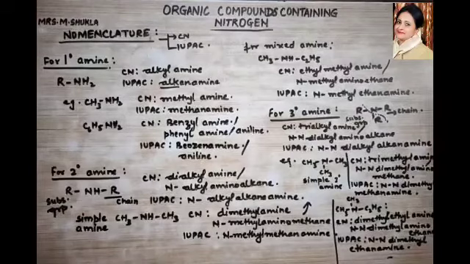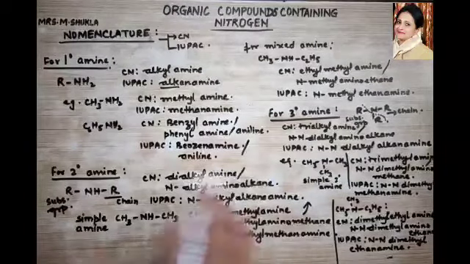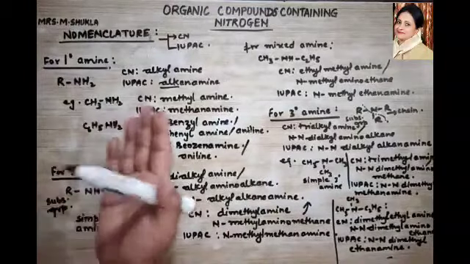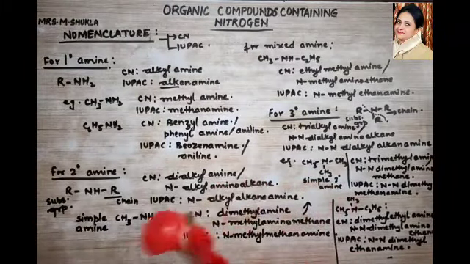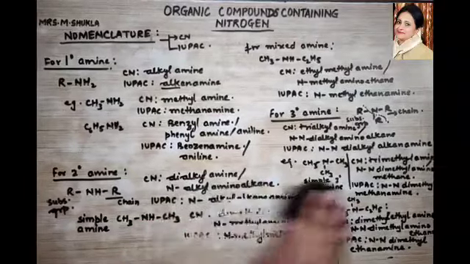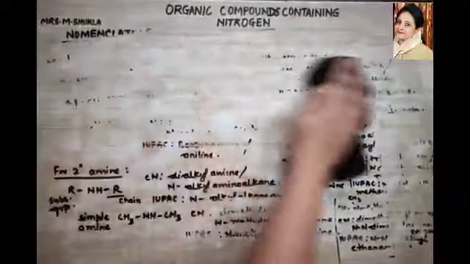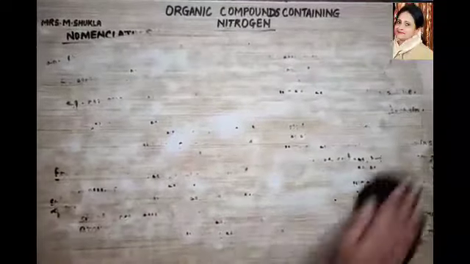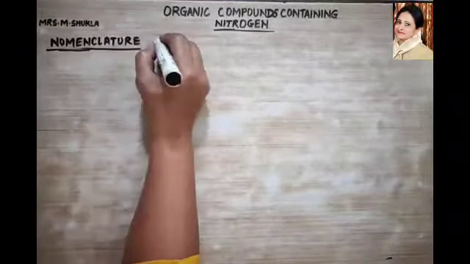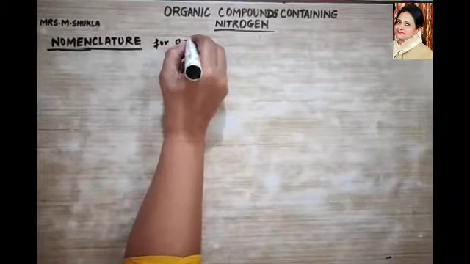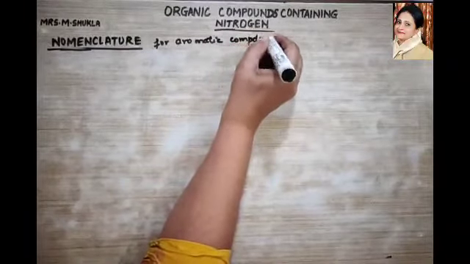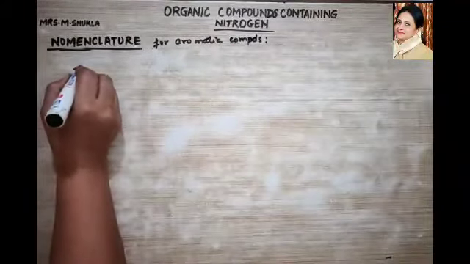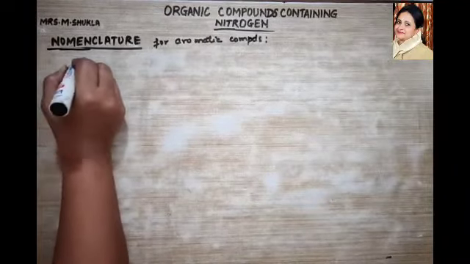Clear? So this is how we give the common name and the IUPAC name to the primary, secondary and tertiary amines. Now coming to the next one, that is the aromatic compounds. This was about aliphatic compounds. How we give the names to aromatic compounds is what we are going to study next. Let us now begin with the nomenclature for aromatic compounds or aromatic amines.